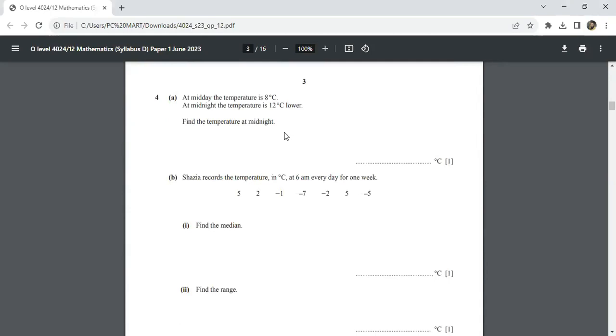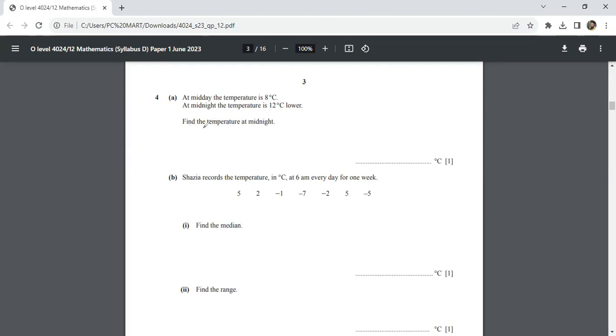At midday, the temperature is 8 degrees centigrade. At midnight, the temperature is 12 degrees centigrade lower than 8 degrees centigrade. This means you need to find the temperature difference. The difference is mentioned.